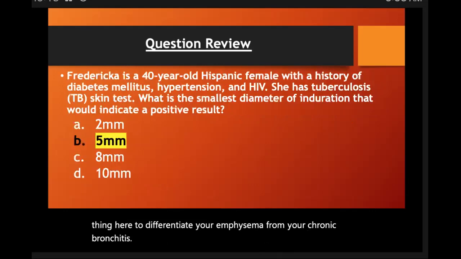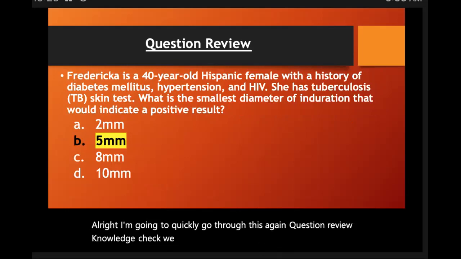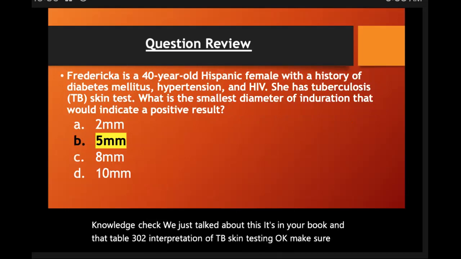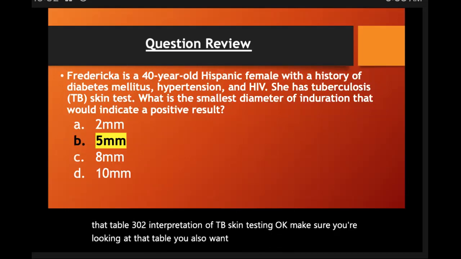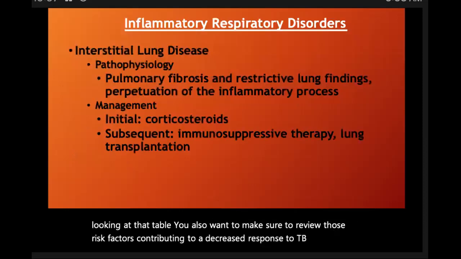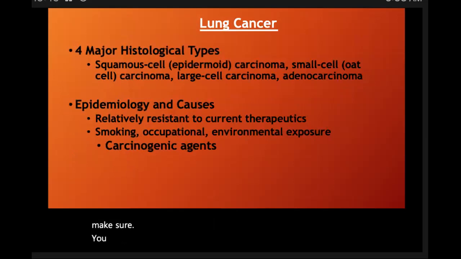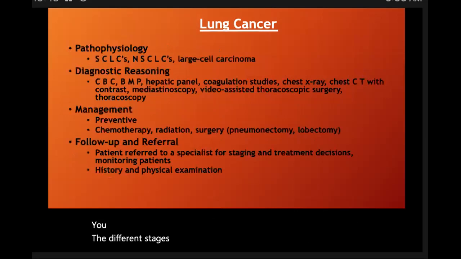All right, I'm going to quickly go through this. Again, question review, knowledge check. We just talked about this. It's in your book on that table. 30.2, interpretation of TB skin testing. Okay, make sure you're looking at that table. You also want to make sure to review those risk factors contributing to a decreased response to TB skin testing. Okay, we want to review interstitial lung disease, lung cancer. Make sure you know the different stages and you know what the basic treatments are in terms of that.